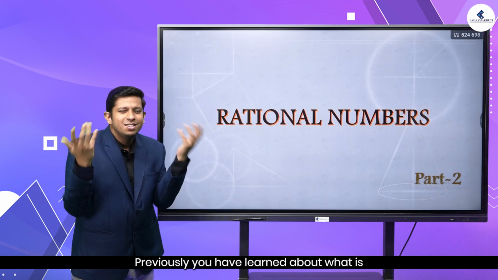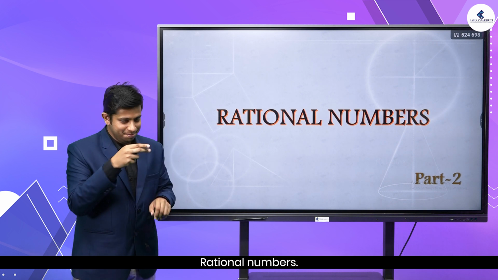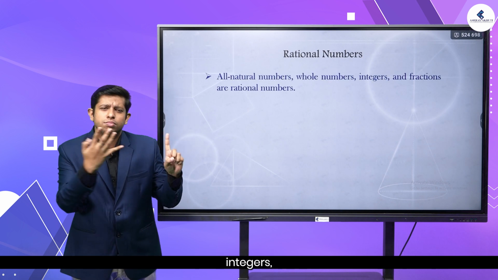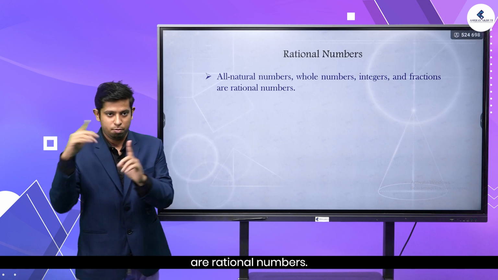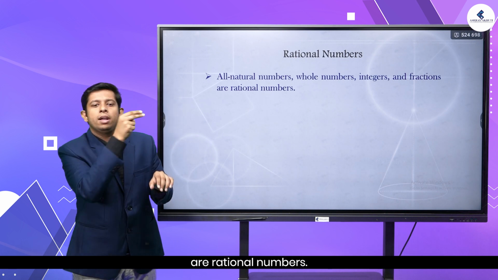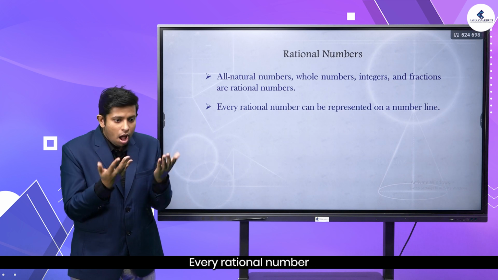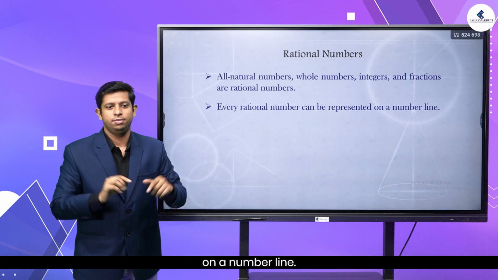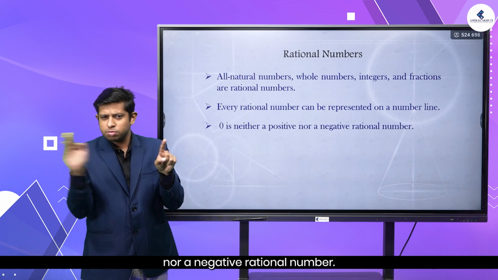Previously, you've learned about what rational numbers are. All natural numbers, whole numbers, integers and fractions are rational numbers. Every rational number can be represented on a number line. 0 is neither a positive nor a negative rational number.